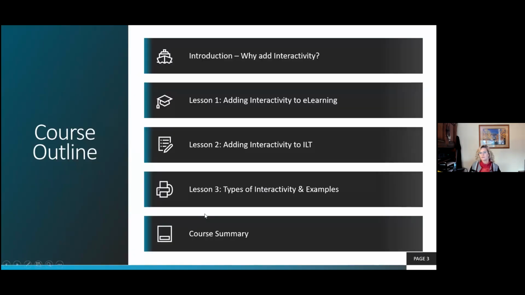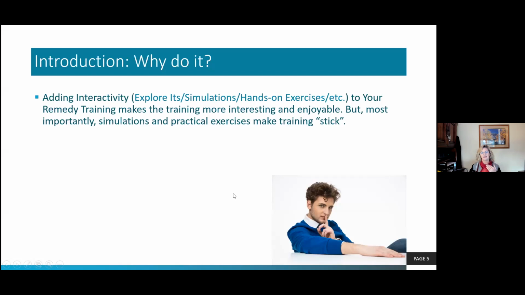So we're going to go through and we'll talk a little bit about first, why would you even want to add interactivity to your training? What's it do for you? And then we'll talk about a few ways you can add it to e-learning, which is self-paced online training, versus the types you could add to instructor-led training, whether that's online or in person. And along the way, we're going to see a lot of examples of how you can do these. That way you get some ideas brewing in your head, right?